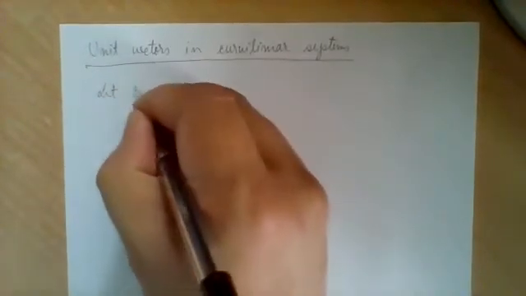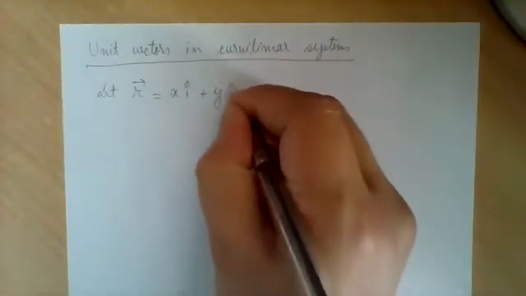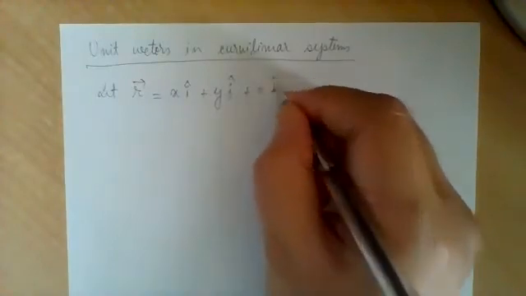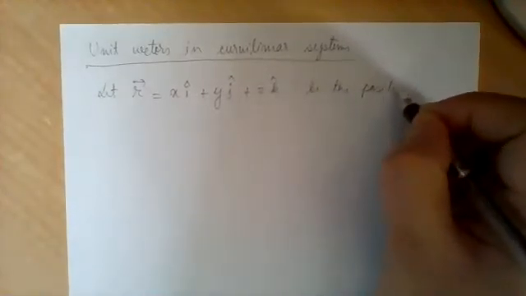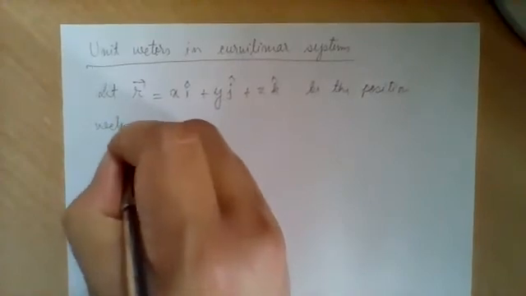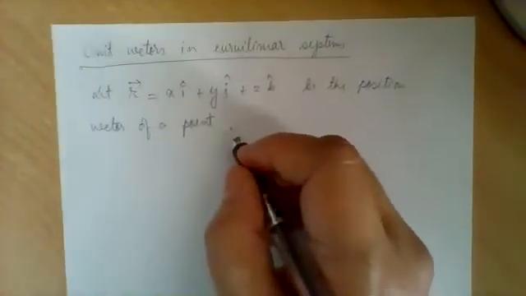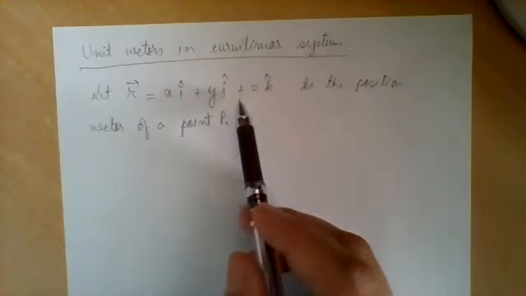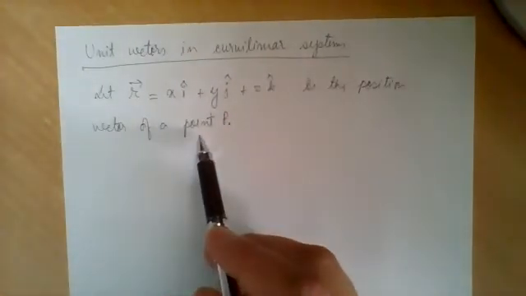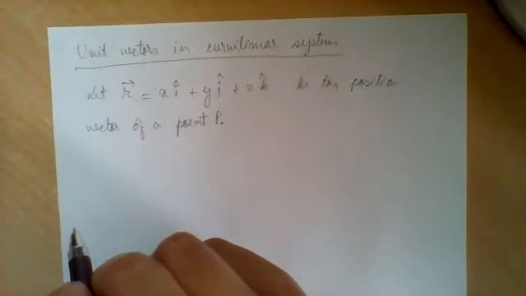Let r vector equal to x i hat plus y j hat plus z k hat be the position vector of a point P. Recall, let r equal x times i hat plus y times j hat plus z times k hat be the position vector of a point P. What have we known?